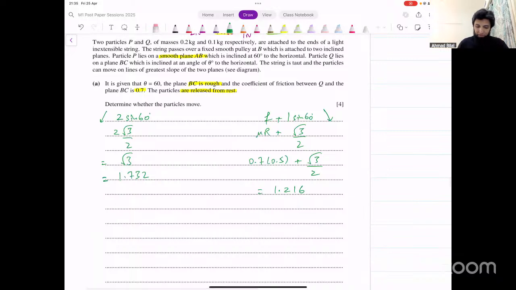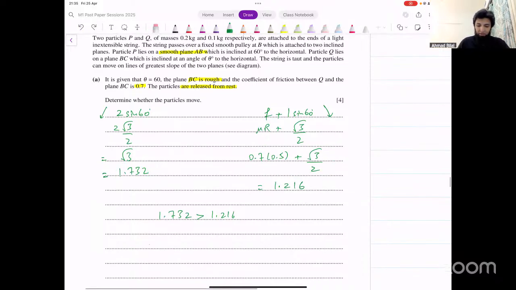Okay, so we say 1.732 is greater than 1.216. So that means this force has overcome both the friction and that weight component. So the particles start moving. So particles do move. Right? Determine whether the particles move. So yes, they do start moving.